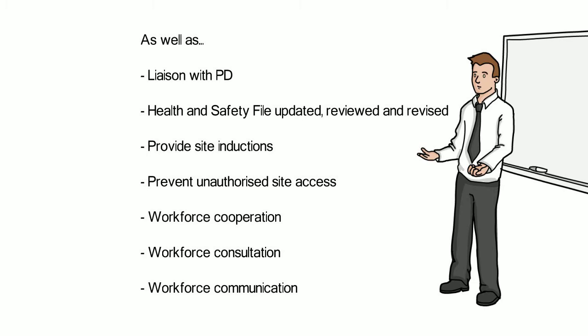The health and safety file needs to be appropriately updated and reviewed and revised from time to time. The principal contractor must provide site induction and prevent unauthorised access to the site. And he needs to consider workforce cooperation, and there need to be arrangements in place which enable the principal contractor and his workers to cooperate effectively in promoting and developing measures to ensure health and safety at work and checking its effectiveness.